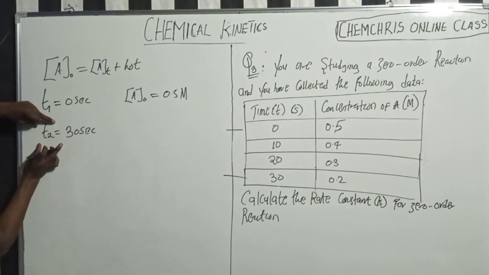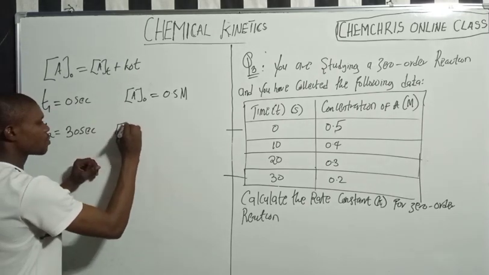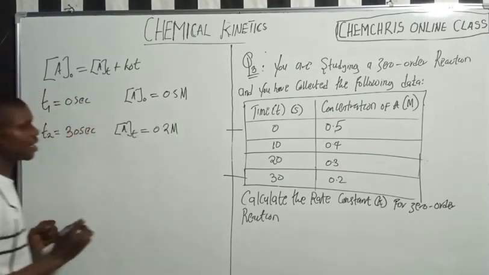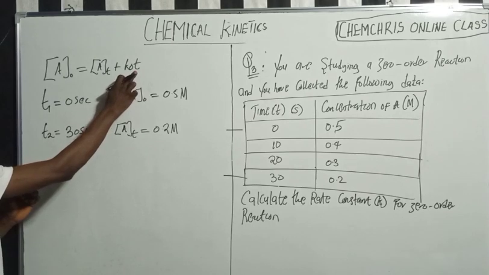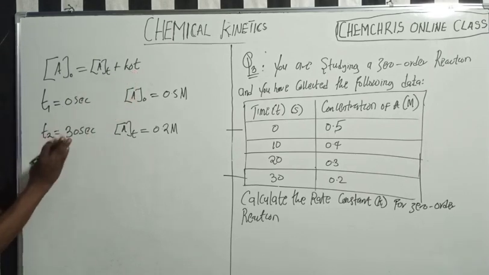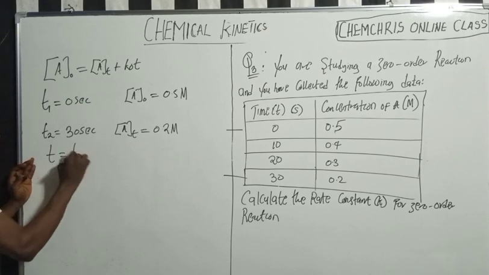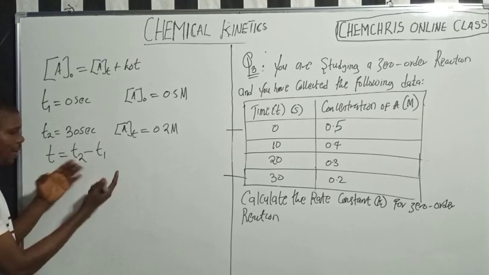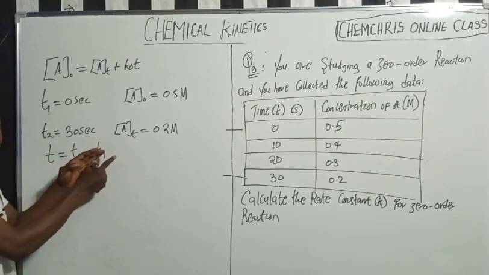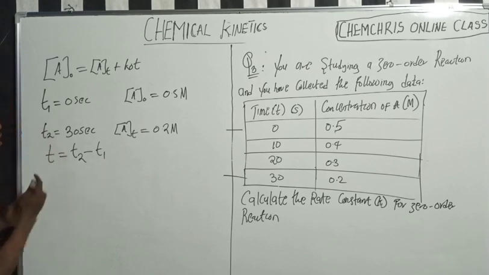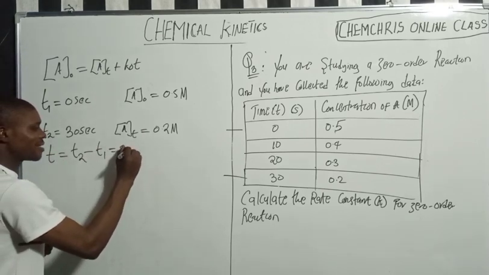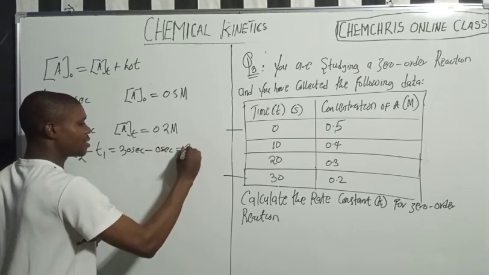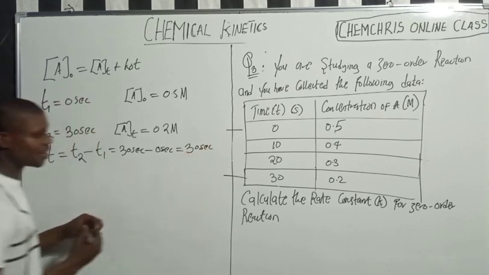Then at my final time, we get my final concentration, which is going to be 0.2 molarity. Now, remember, here I have this time here, right? So if I say the total time, we can say time equals t2 minus t1, because I can't use both times. So it's 30 seconds minus 0 seconds. What does that mean? Time is 30 seconds.